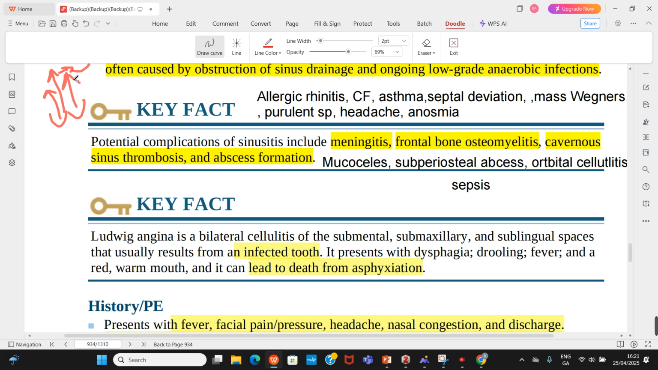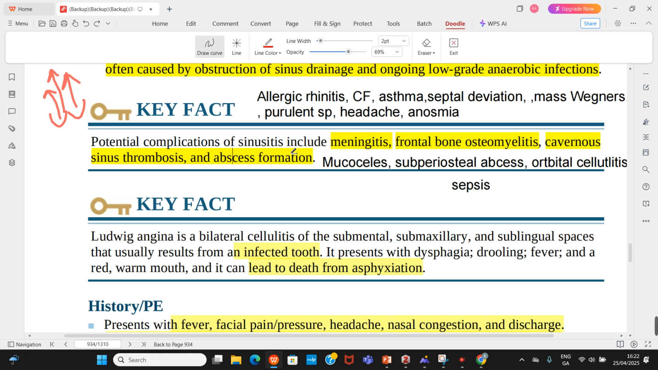We also need to remember the way we manage them. Don't forget your vancomycin, metronidazole, and all those. Vancomycin, ceftriaxone, rather, to treat your CST, cavernous sinus thrombosis. Don't forget the treatment. Don't forget the presentation. Very important. They can ask you. So, sinusitis can also lead to abscess formation.